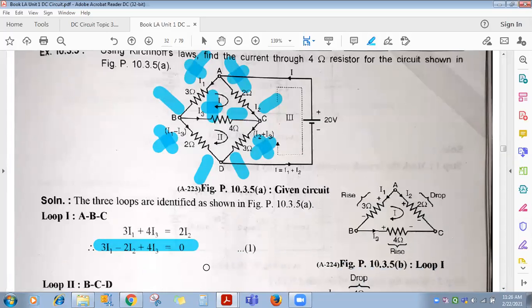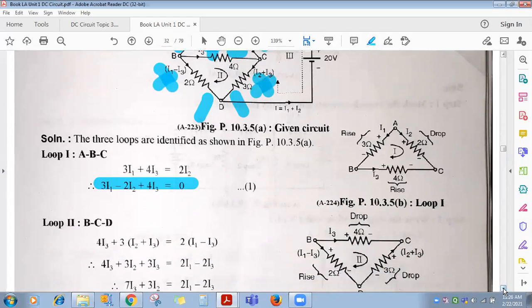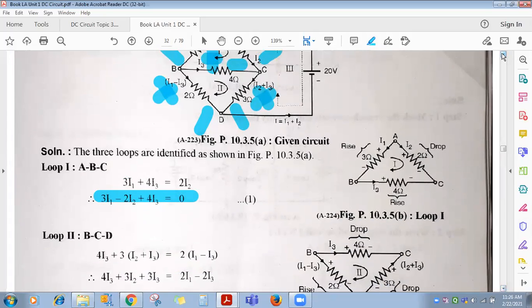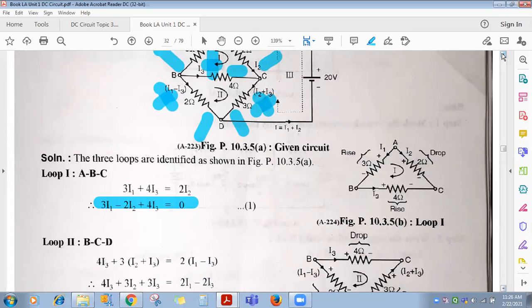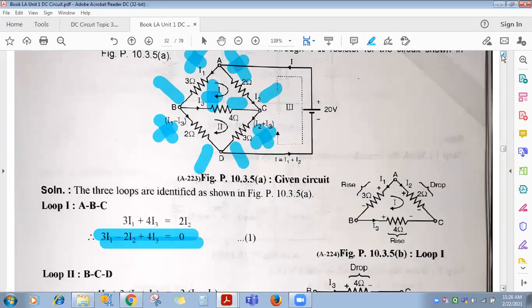Similarly, go for the second and the third loop. Now no need to explain in detail. Should I show the equation directly, or should I explain? Directly explain. Okay, fine. So first loop equation, everyone, is it clear? All of you got it? First equation. Can we go for the second loop?